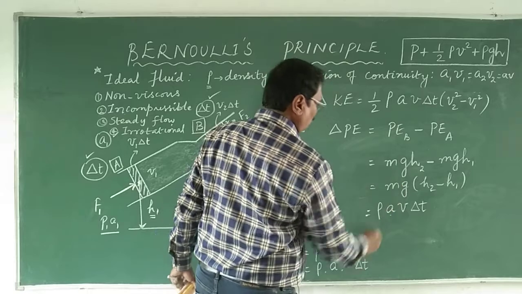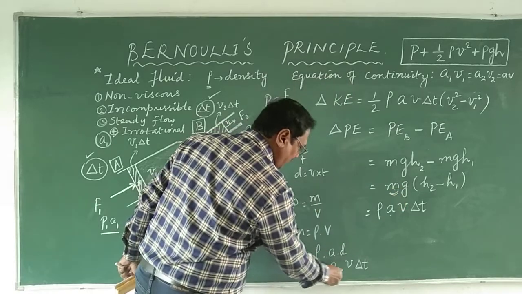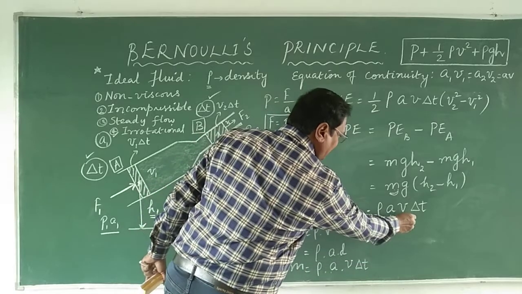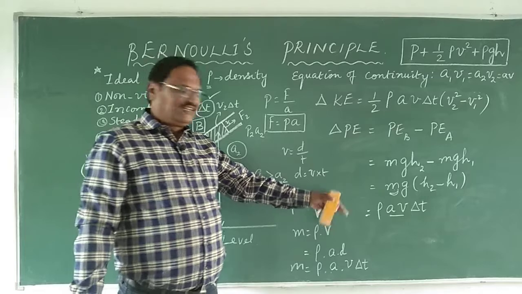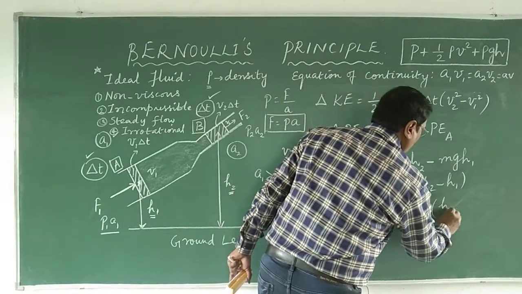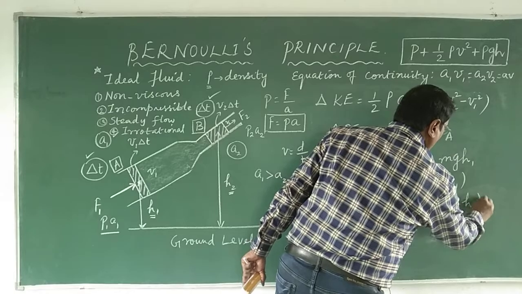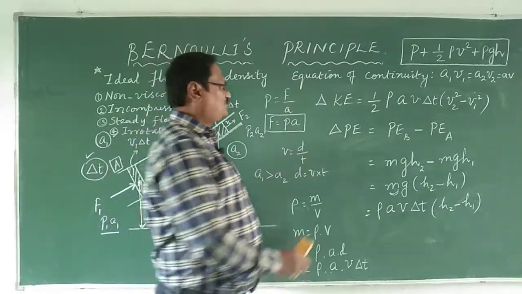That is equal to m. In the place of m, what we do? Rho A V delta T. Again, use the principle of continuity. A into V is one and the constant. So we will take it from here, H2 minus H1. This is the second equation, and that is for potential energy.